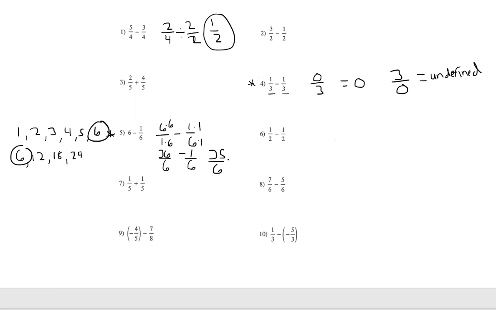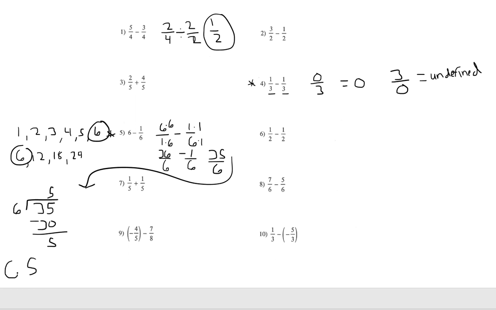And if you want to change the 35/6 into a mixed number, you can do that. 35 divided by 6. Let's see, so that goes in 5 times. That would be a 30. You would be left with 5 left over. So that would become 6 and 5/6. Okay? That would be the mixed number for the improper fraction 35/6.